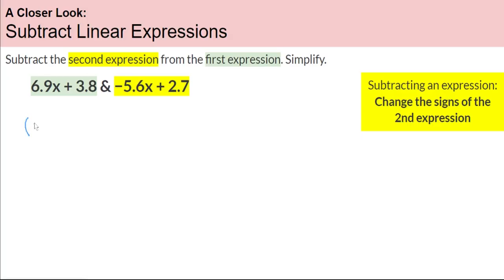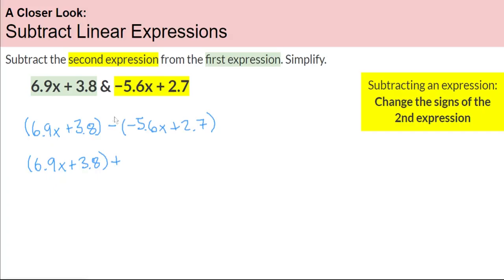Okay, remember, first step, let's write them all out as a subtraction problem. Okay, remember we're subtracting a negative 5.6x plus 2.7. Okay, so remember the first expression stays the same, but then the subtraction we're going to change to an addition, and that means everything inside change the signs. So this negative 5.6 becomes a positive 5.6x, minus 2.7 becomes, so adding 2.7 becomes minus 2.7.